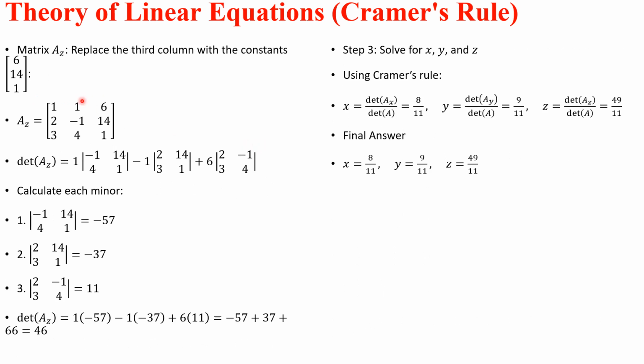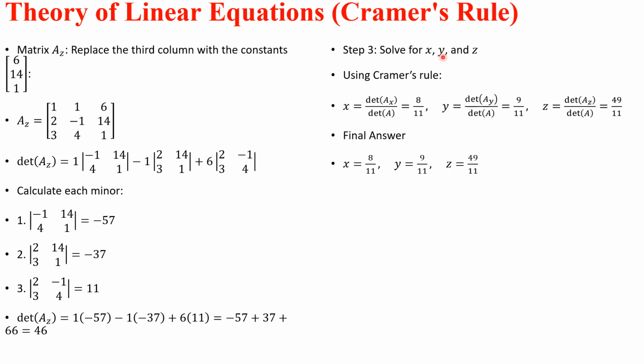Right then, moving on from there, we get matrix AZ by replacing the third column with the constants 6, 14, and 1, and that we've done here. We then move ahead to compute the determinant of AZ, working on the determinants of the minors. Computing the determinant of AZ shows that the determinant of AZ gives 46.